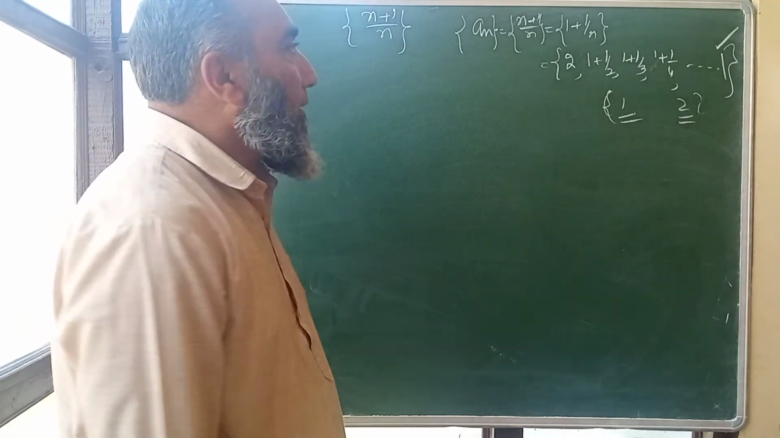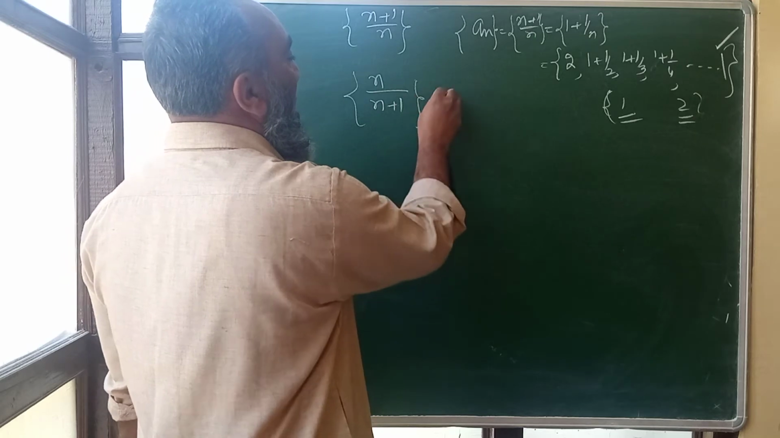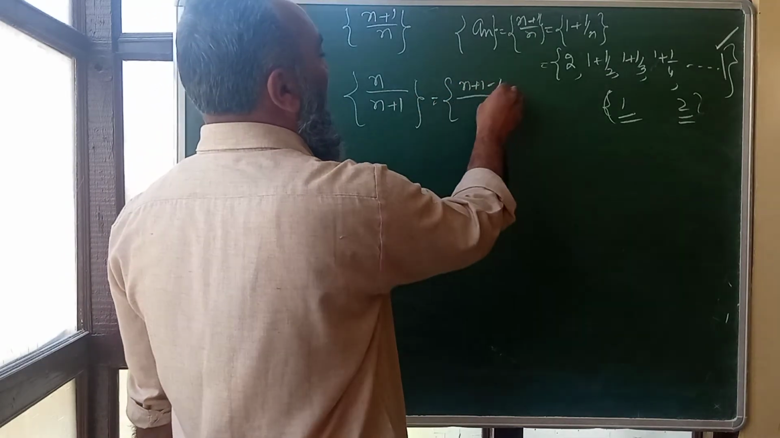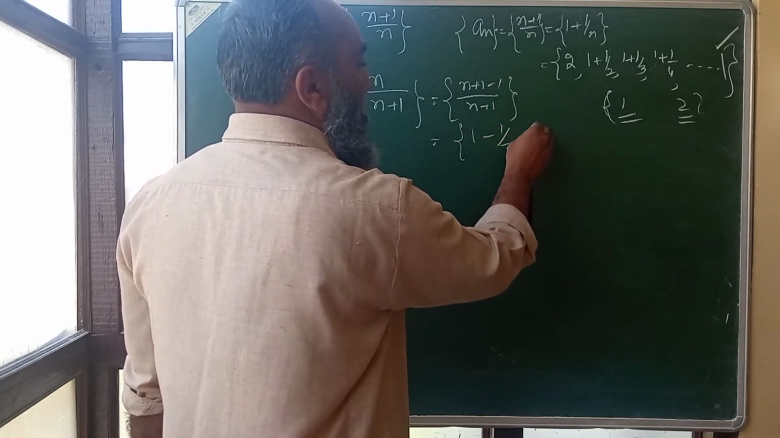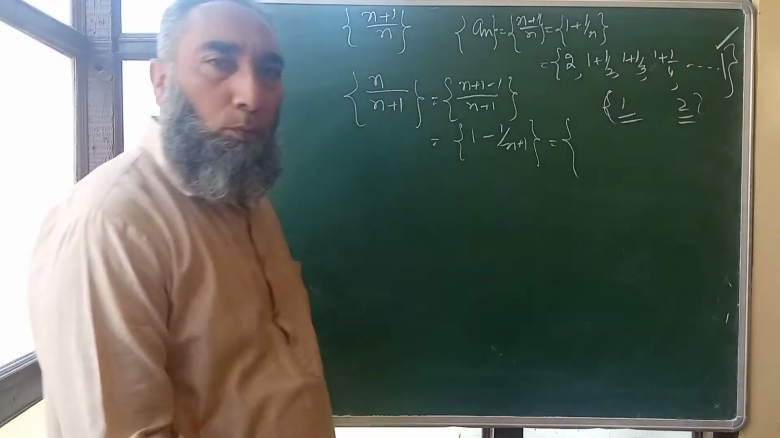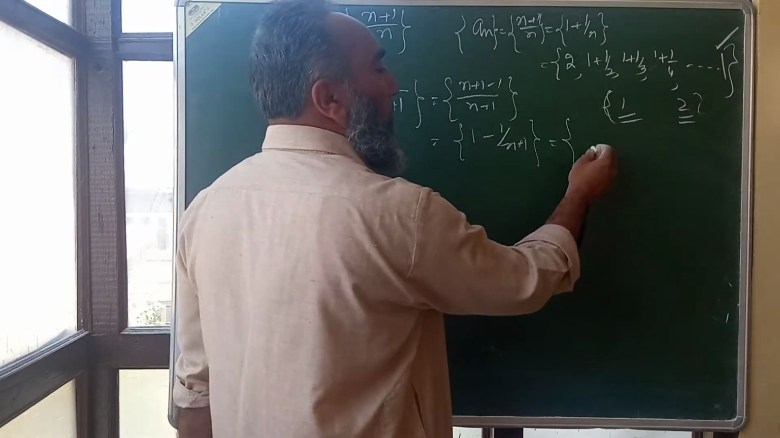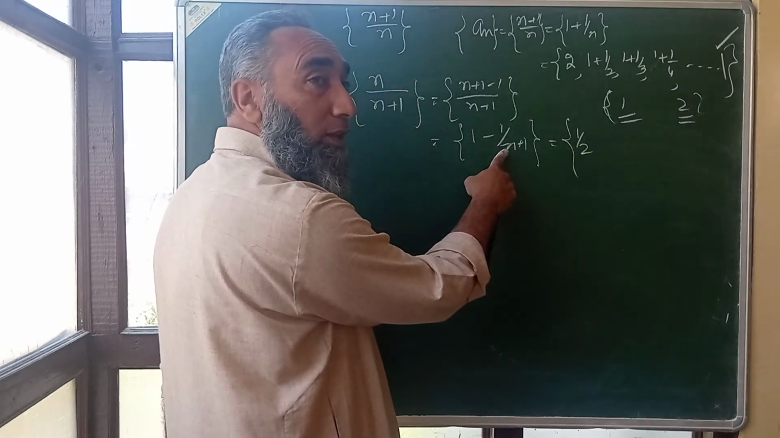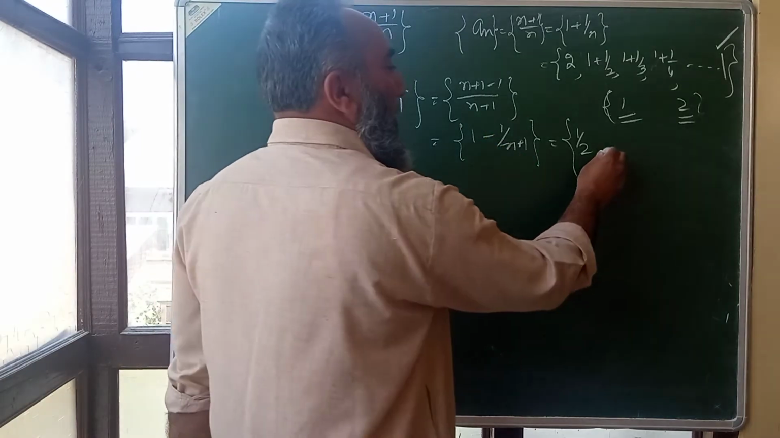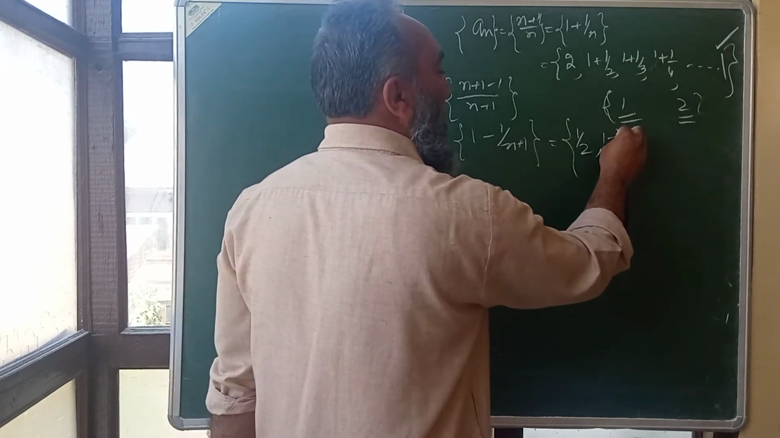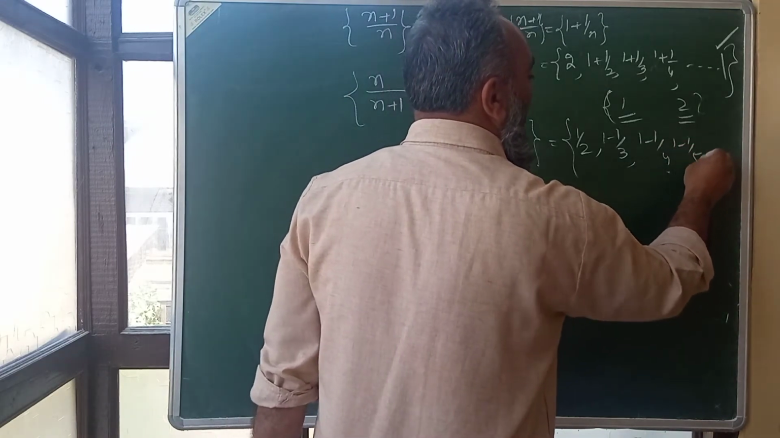Similarly, if I take n by (n plus 1), this is the sequence ((n plus 1) minus 1) upon (n plus 1). This is nothing but 1 minus 1 upon (n plus 1). Now what is the range? The domain is the same, the set of positive integers. When n is 1, this is 1 minus 1 by 2, so it is 1 by 2. Then, when n is 2, it is 1 minus 1 by 3, 1 minus 1 by 4, 1 minus 1 by 5, and so on.